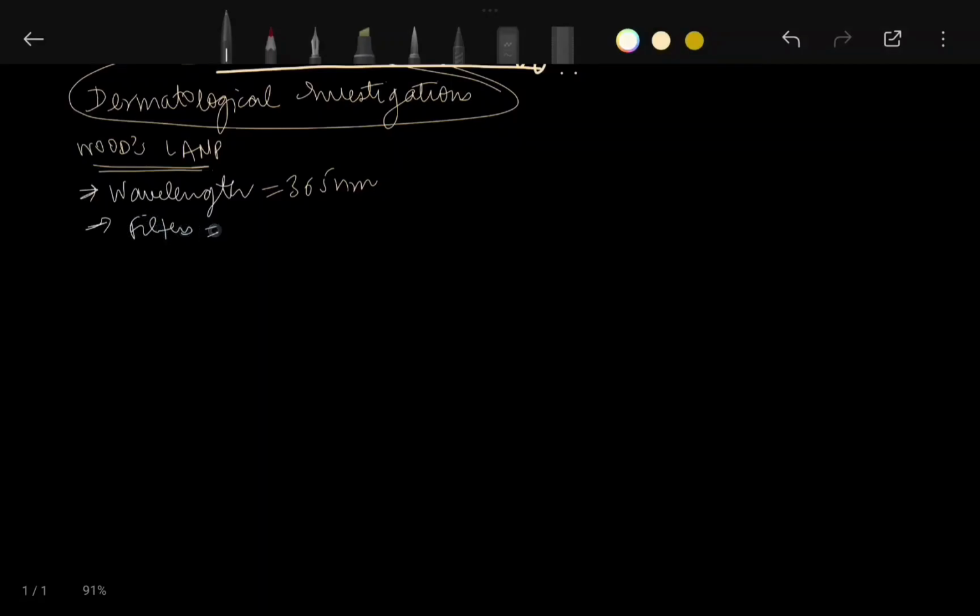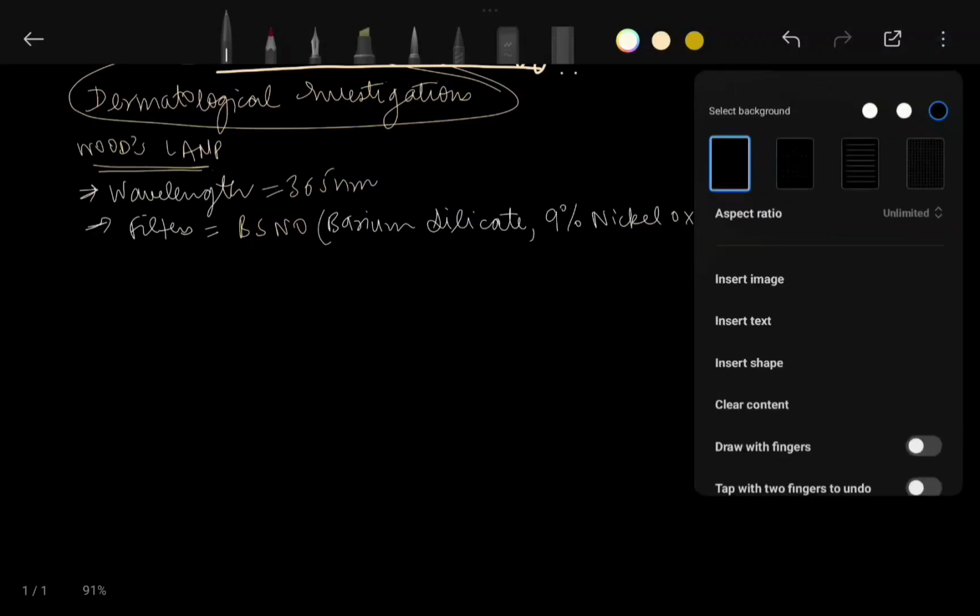Then we have filters which are used. In filters, BSNO is used, that is barium silicate, 9% nickel oxide. Obviously, barium silicate will be used because it gives fluorescence. That is why barium silicate is used along with some oxide, such as 9% nickel oxide.